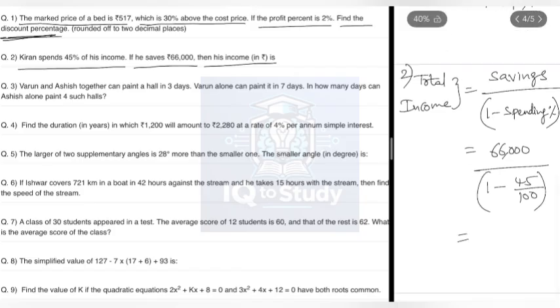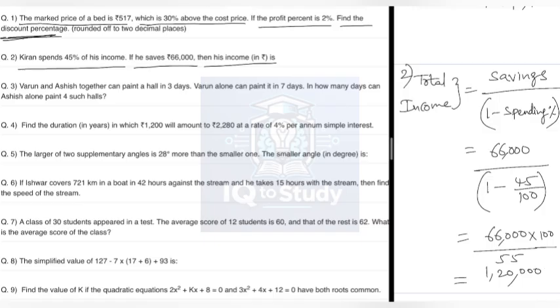This is equal to 66,000 divided by 55, and in the numerator it is into 100, which is equal to 1,20,000 rupees. So total income is equal to 1,20,000 rupees.